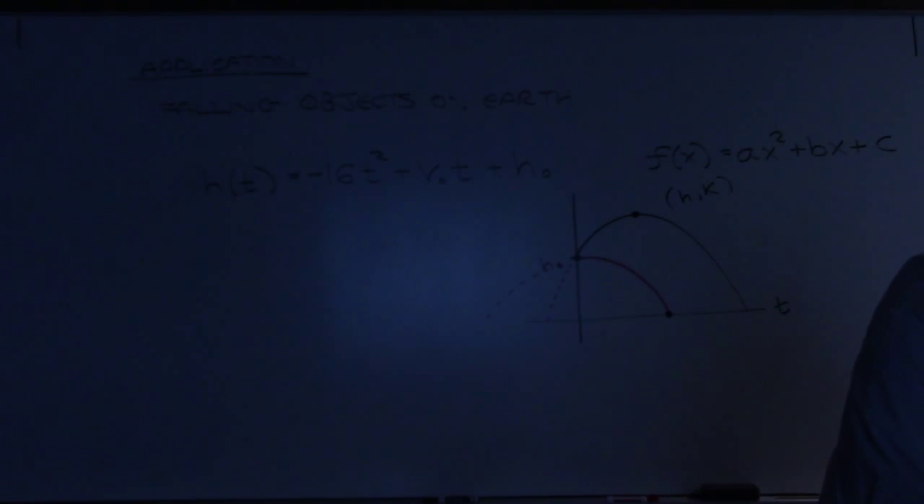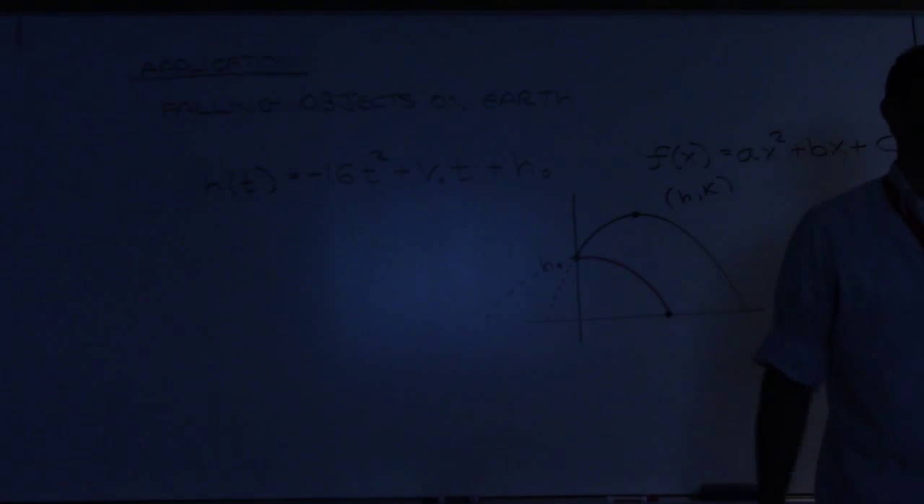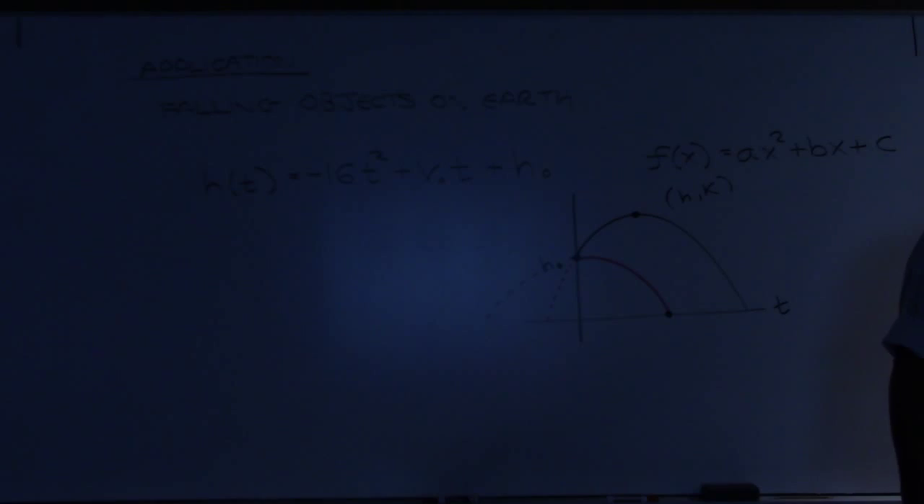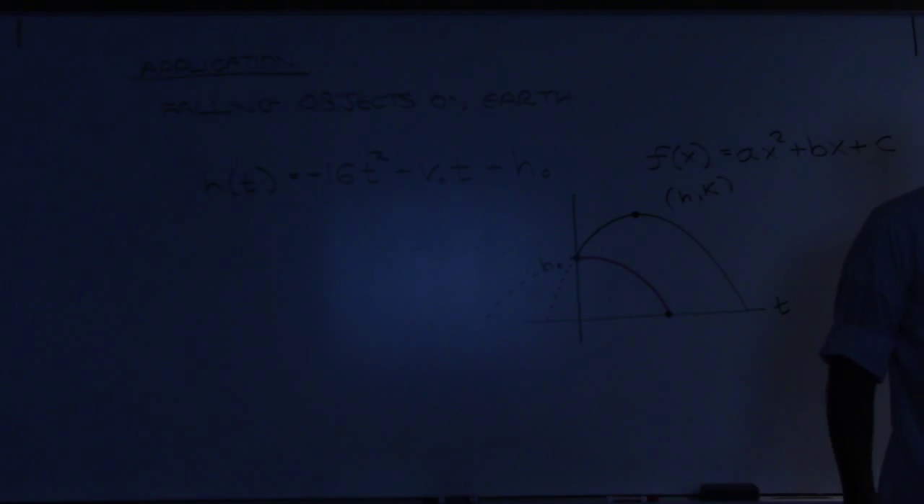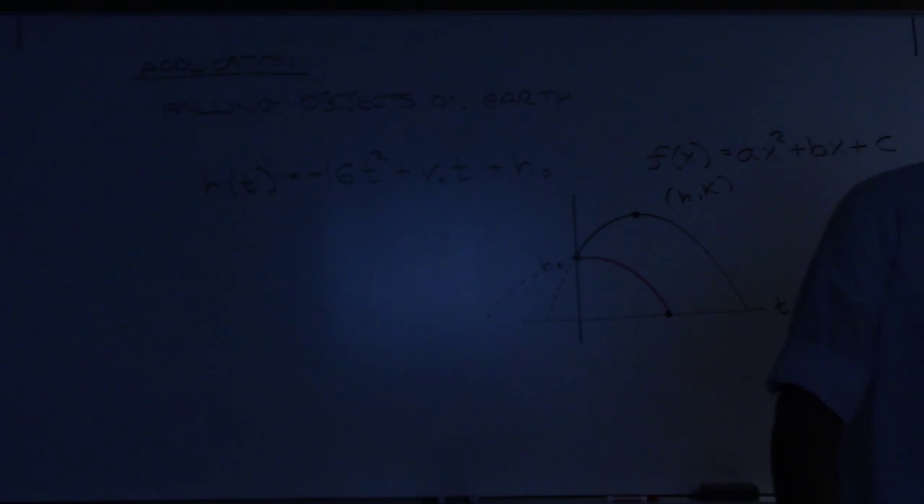Now next to it, I'm going to draw a picture of what's happening. The x-axis is our time axis. The y-axis is how high it's going. See the green part? It doesn't make any sense. The green part is negative time.